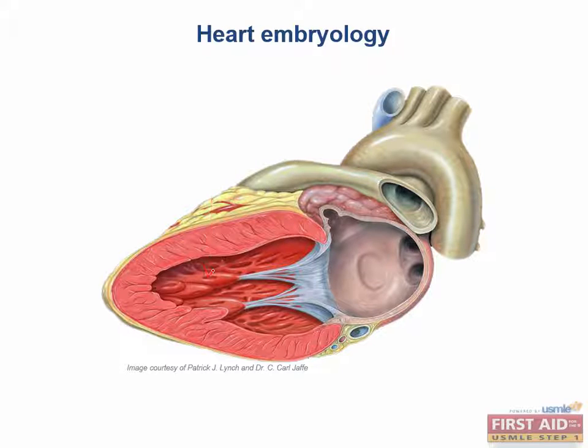Now, the smooth parts of the atrium, you see that it looks very smooth, are formed by structures that are going to be dumping blood into the atria. And this is the right horn of the sinus venosus and the primitive pulmonary vein.